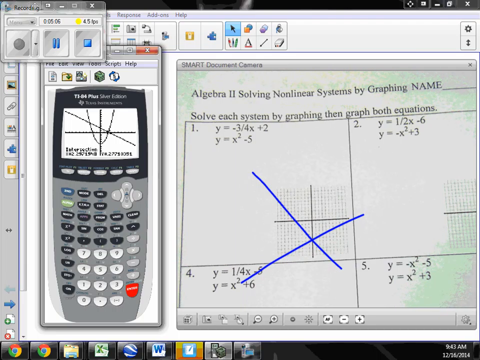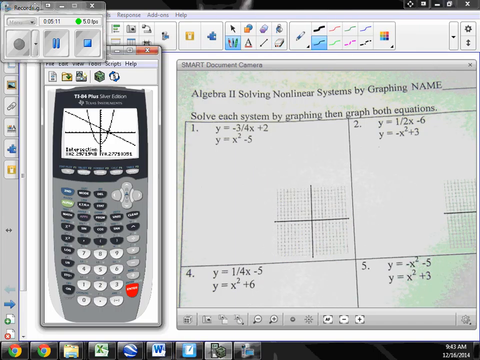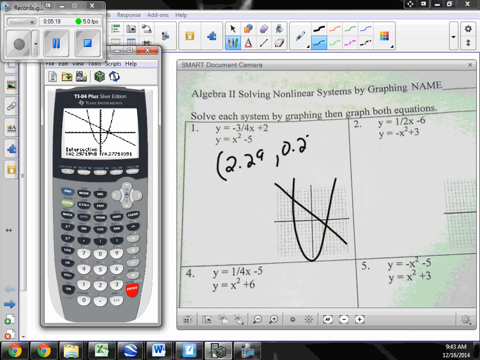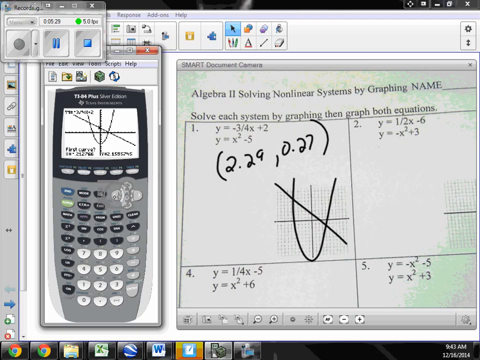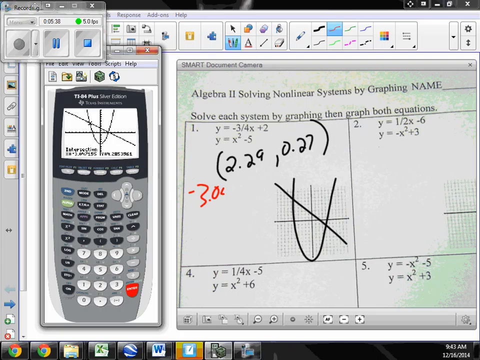So one of the answers here, oh, I need to draw the graph. One of the answers is 2.29 and 0.27. And then second calc, intersect. And I don't have to go all the way over. I just need to be closer. And that's my second answer. Negative 3.04, comma 4.28.